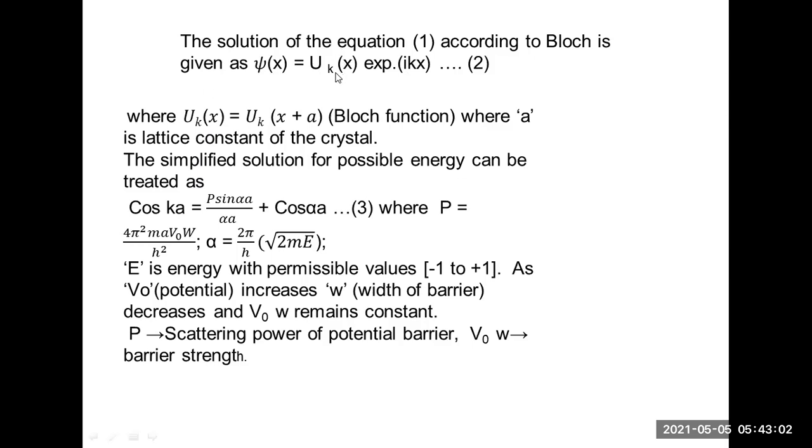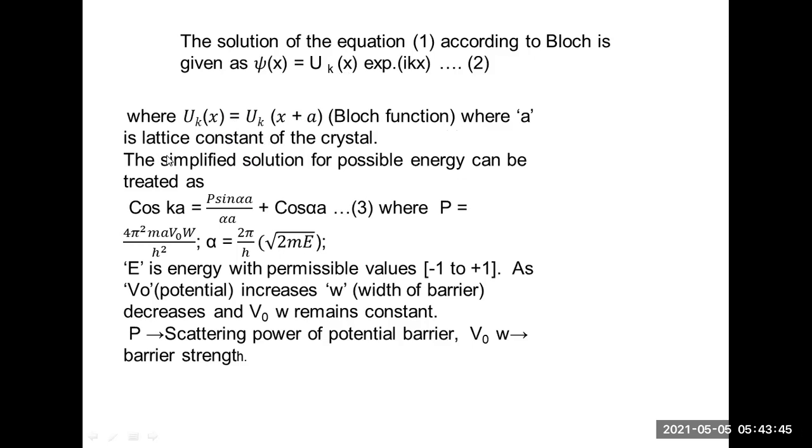So what is this uk of x? Bloch says that uk of x can also be written as uk of x plus a. Here x means we are trying to deal with one direction, a single direction, therefore we have taken the variable as x. Bloch says that uk of x is equal to uk of x plus a, which is nothing but the Bloch function, where a is the lattice constant of the crystal, the lattice constant which defines the dimension of the crystal in one dimension.